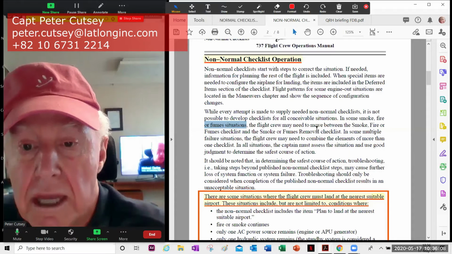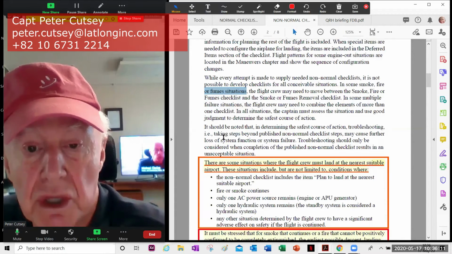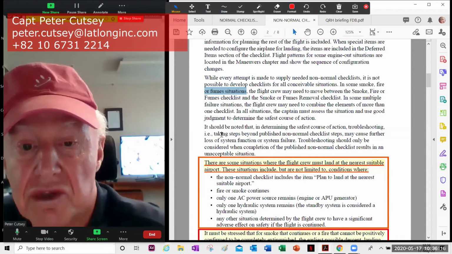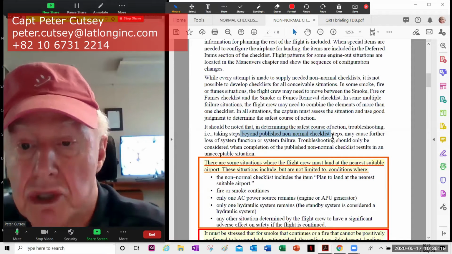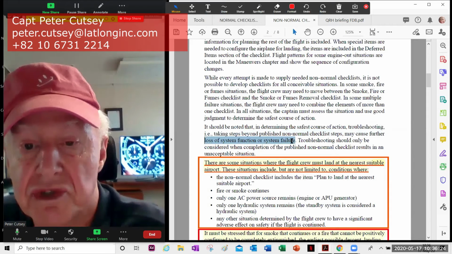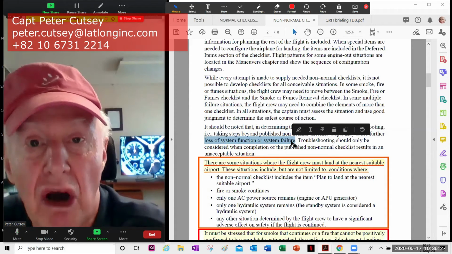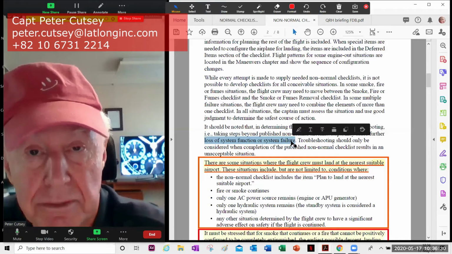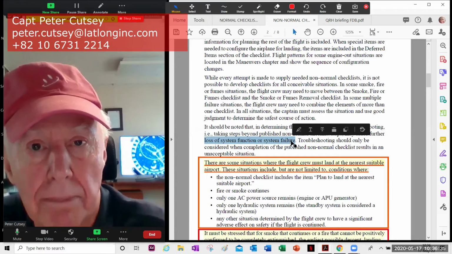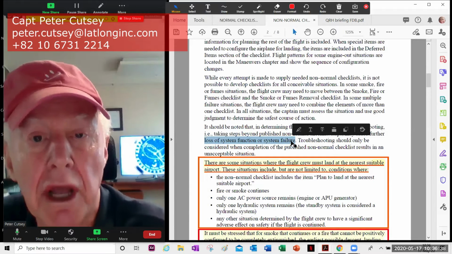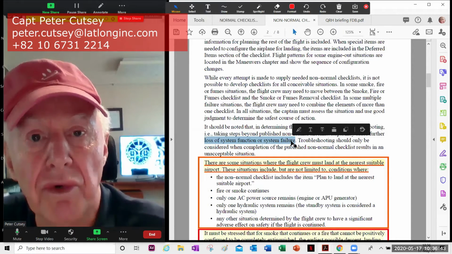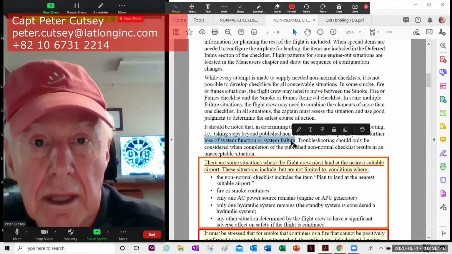The flight crew may need to move between checklists. We covered that. It should be noted that in determining the safest course of action, troubleshooting, etc., taking steps beyond the published non-normal checklist steps may cause further loss of system function or system failure. Basically, follow the checklist. If there is supplemental information provided by your employer, your airline or your carrier in the company's SOPs, the SOPs will override the checklist.